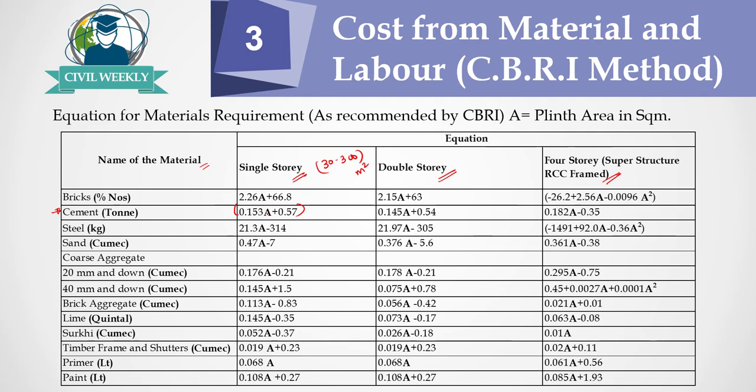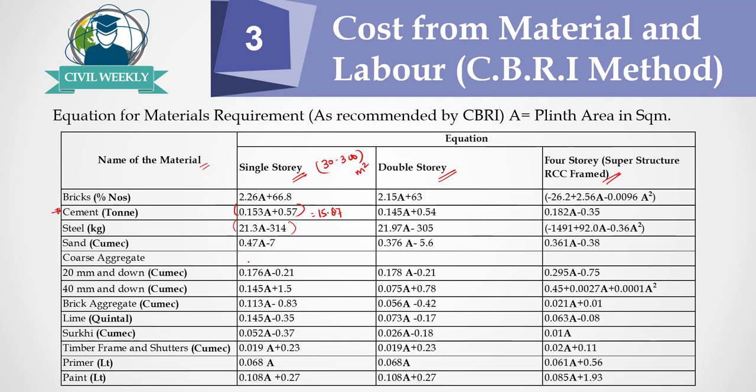So if this particular area is 100, you just have to multiply this 0.153 into 100 plus 0.57. So it will be 15.87. So your quantity of cement will be 15.87, and what is the unit? It is in terms of tons. So you will require 15.87 tons of cement for a single story structure.